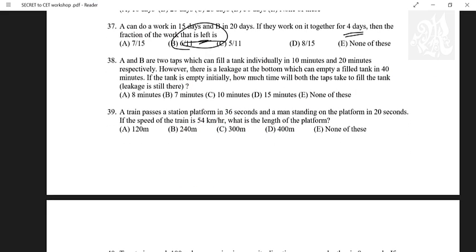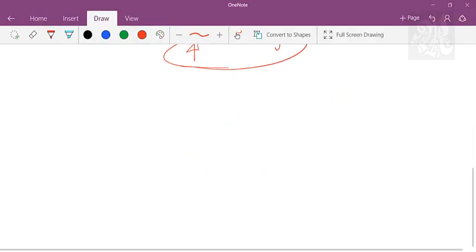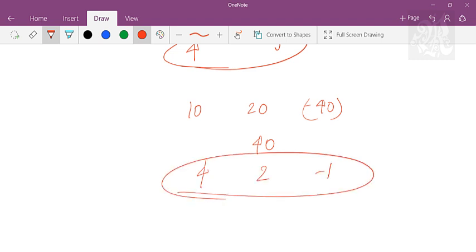Alright, so we'll go ahead. A and B are 2 taps. Now there's negative work. They can fill the tank individually in 10 and 20 minutes respectively. However, there is a leakage which can empty the tank in 40 minutes. If the tank is empty initially, how much time will it take to get filled? So we have 2 filling pipes, 10 and 20, and 1 emptying pipe, 40. As simple as that. So we have 10, we have 20, and we have minus 40 because it's negative work. It is an emptying pipe. So the LCM comes out to 40. So it's going to be 4, this is 2, and this is minus 1. So effectively, they can do 5 units in every minute.